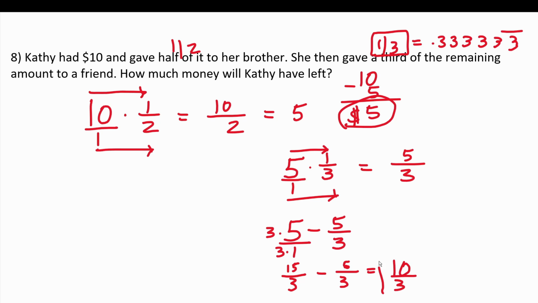So she has $10 over $3 left. But that said, we can't leave it as an improper fraction. So we can either convert this to a decimal to have an answer in decimal form, or we can convert it to a mixed number. Since we're dealing with money here, I'm going to convert this to a decimal. So let's go ahead and see what that looks like.